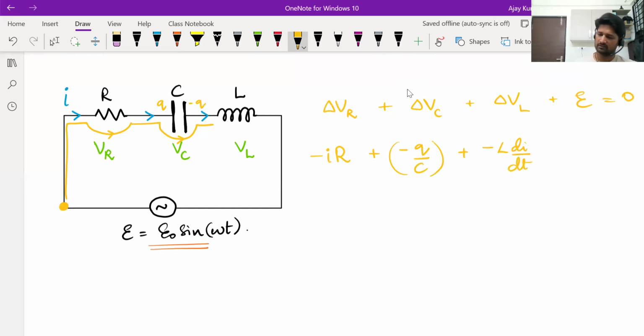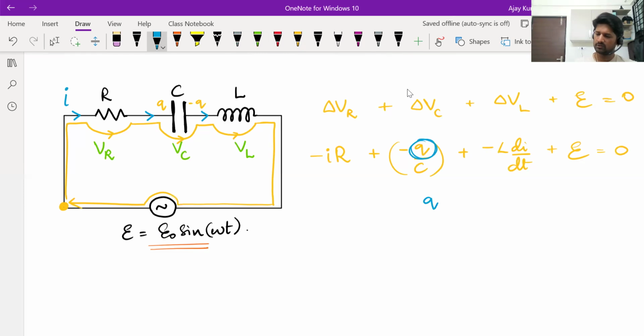And the last element we come across is the AC source itself. So plus E should be equal to 0, as we return to the starting point. In this equation, if you observe, there is charge Q, which is a variable. Charge on the capacitor will keep changing. And there is current. Current is dq by dt.